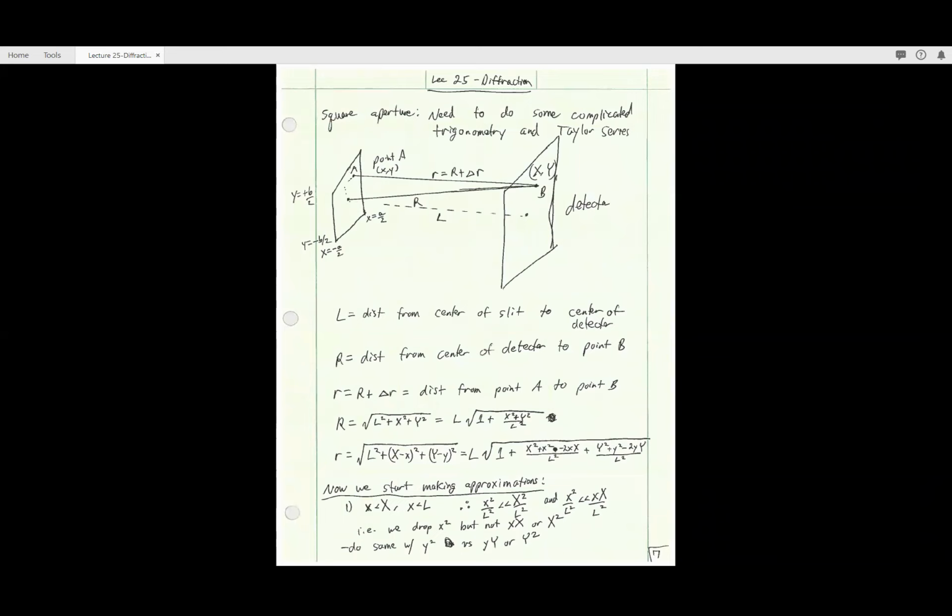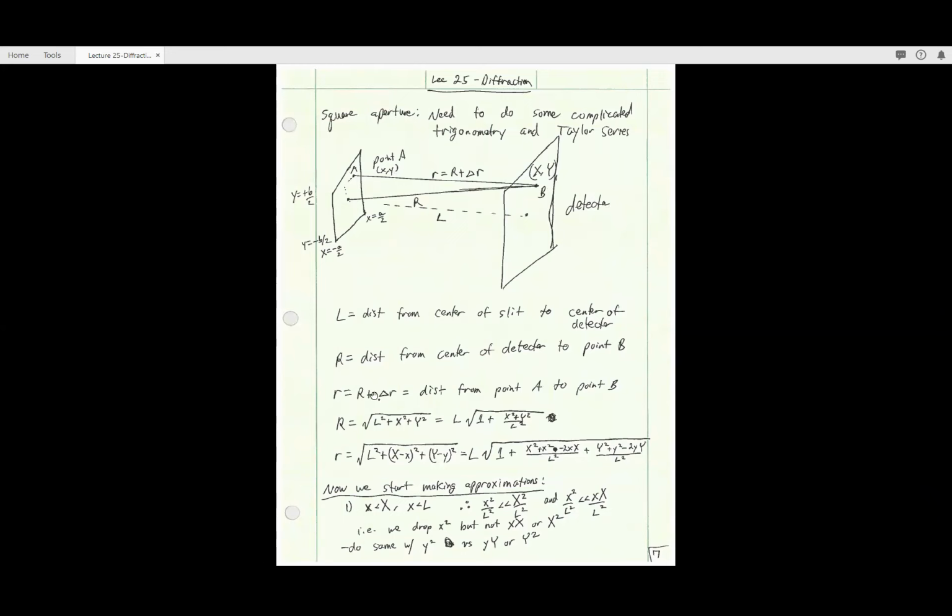We can also do a square aperture. And with the square aperture, we need to do a little more trigonometry. So let's set some things up. The distance from the center of our aperture to the center of our detector will be L. But we're not always finding the contribution of something at the center to the field at a point B off axis. We're going to be going from point A to point B. So we'll say that R is the distance from the center of the aperture to point B, big R, and then little r is the distance from point A to point B.